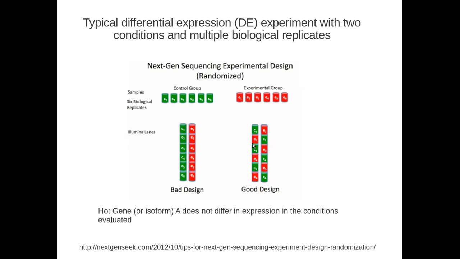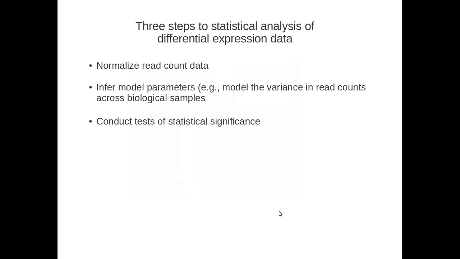So a good design is to simply randomize. And the hypothesis, remember, that we're interested in testing is, does a gene differ in expression in the 2 treatment conditions? And we're interested in evaluating that hypothesis literally over every expressed gene in the genome.